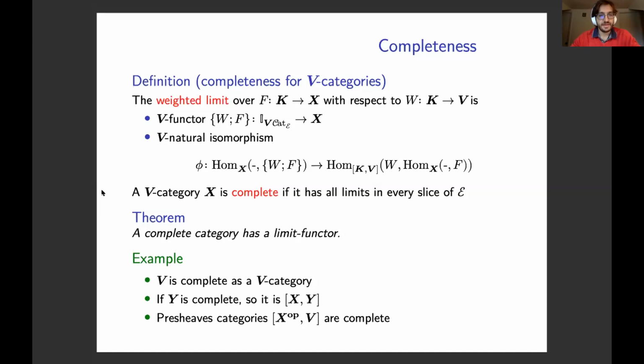And the nice thing about this definition of completeness is that it can be shown that it produces a limit functor. So a functorial choice of limit given a diagram and a weight.